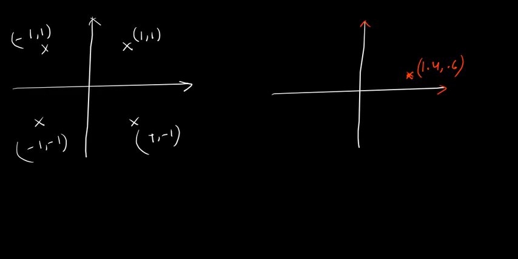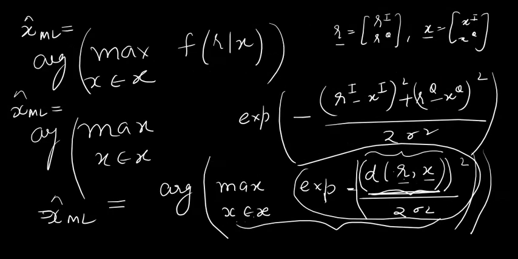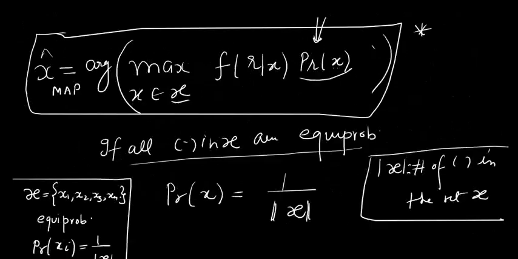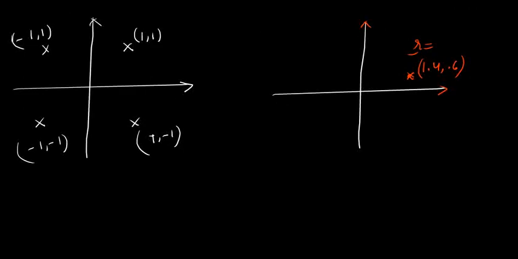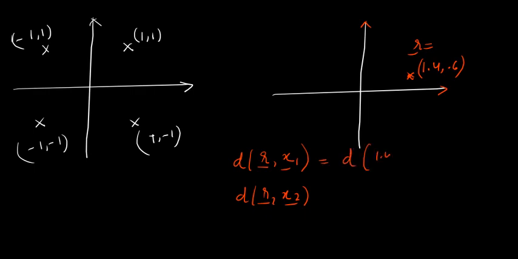What will you do? You have to evaluate this function. First, this is your r. Evaluate the distance of r with this point, and the distance of r with this point. Do it: 1.4 comma 0.6 with 1 comma 1. What is the distance? 1.4 comma 0.6 with minus 1 comma 1. What is the distance? Evaluate it and tell me fast.